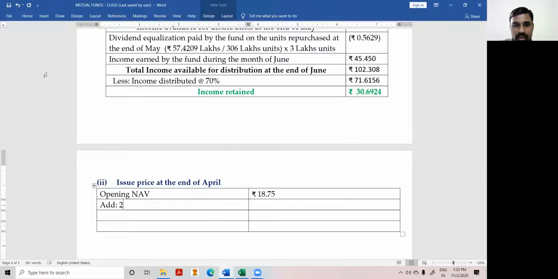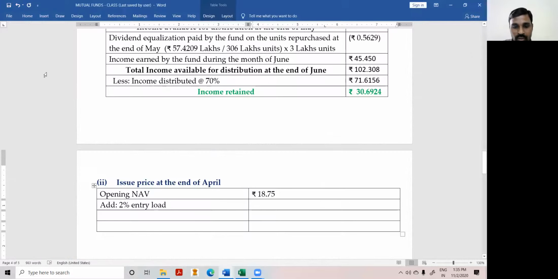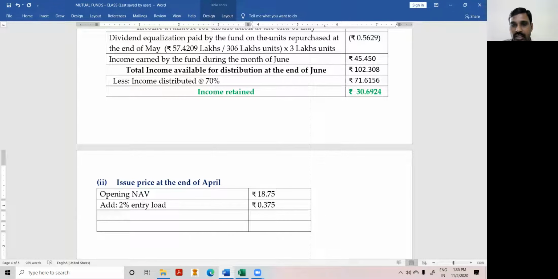Add 2% entry load. How much is 18.75 into 2%? That will be 0.375. Next, add dividend equalization. Above we have already calculated dividend equalization.